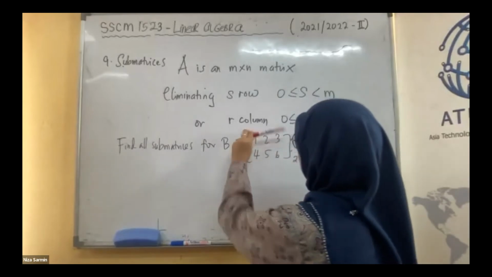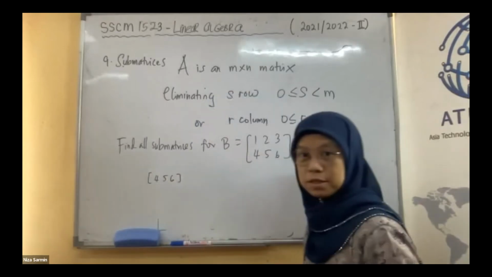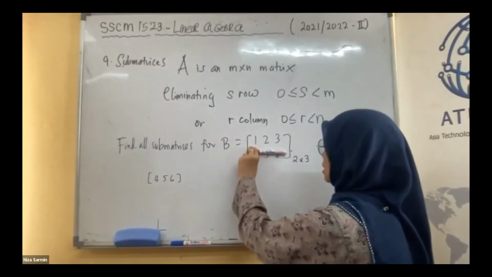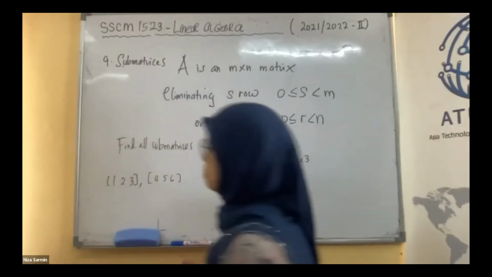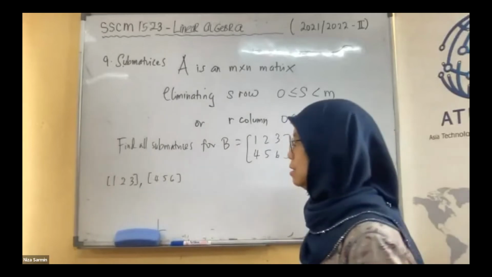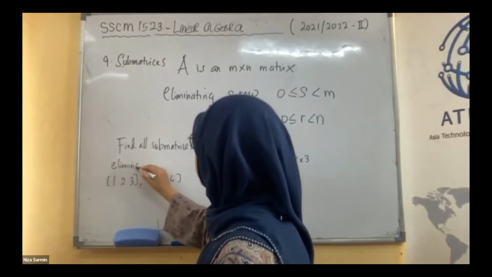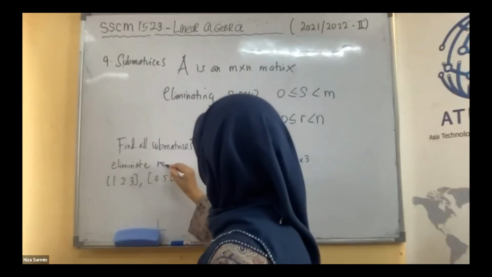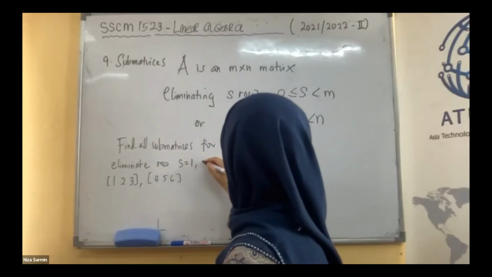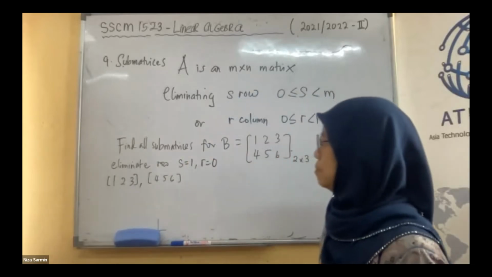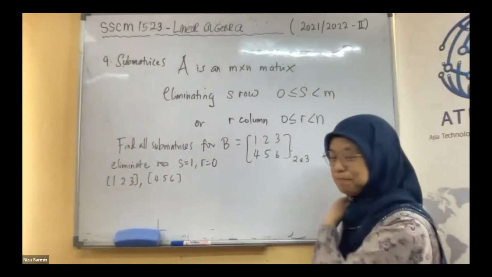Okay, eliminate the first row, we will get 4, 5, 6. Eliminate the second row, we get 1, 2, 3. Right? That is eliminate rows. So eliminate S is 1, R is 0. So eliminate 1 row. I don't eliminate any column.